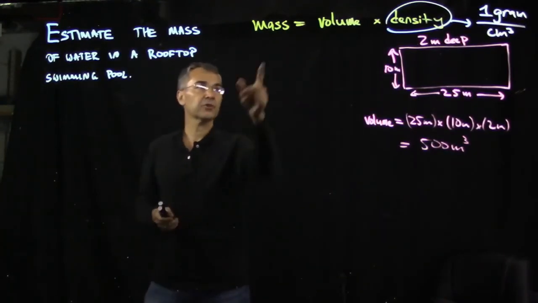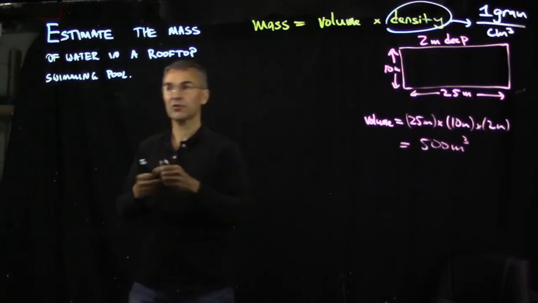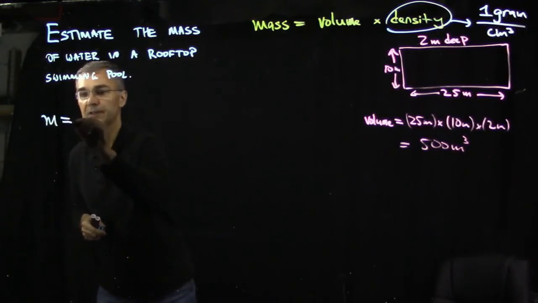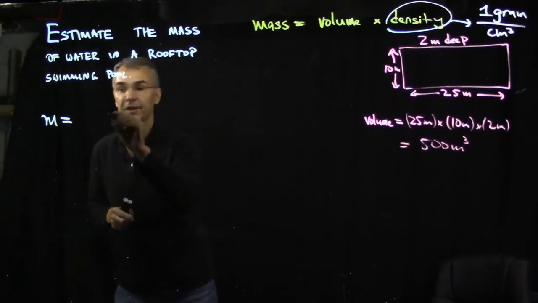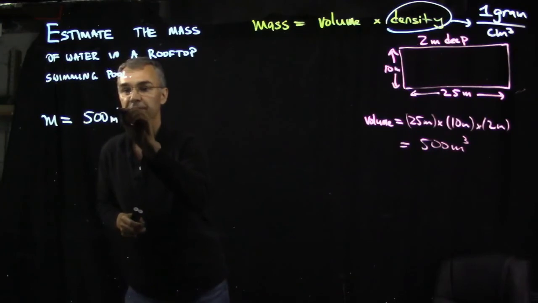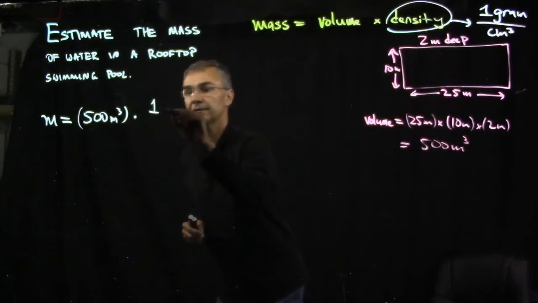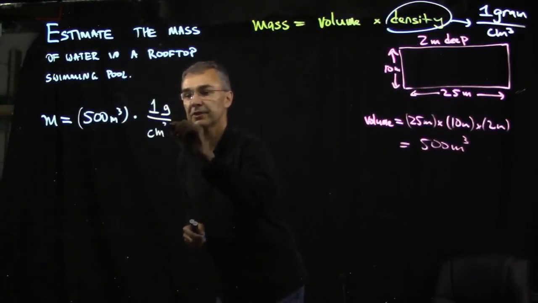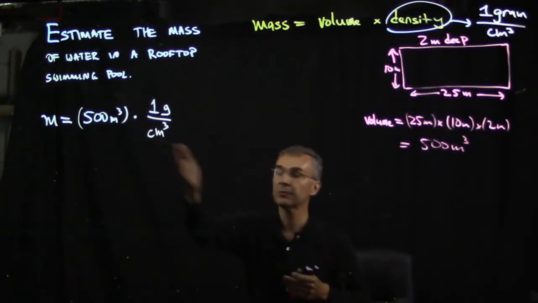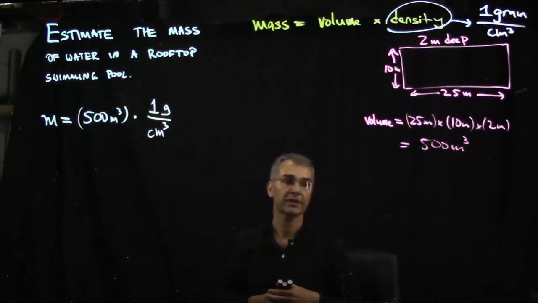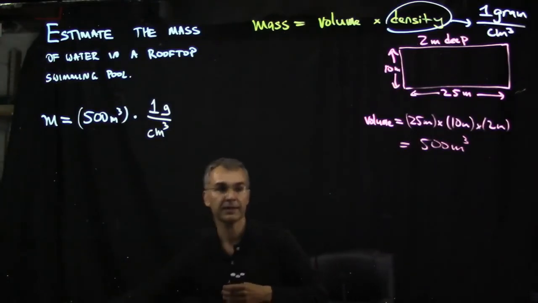So we say mass is volume times density. So we're going to say the mass of the swimming pool is 500 cubic meters. And then the density of water, we said, is 1 gram per cubic centimeter. But you say, well, I have a problem here because I have cubic meters upstairs and I have cubic centimeters downstairs, and I want things to cancel out and just leave me units of mass.